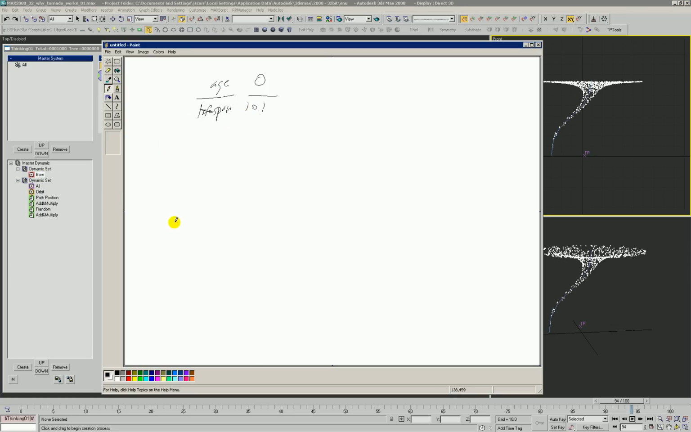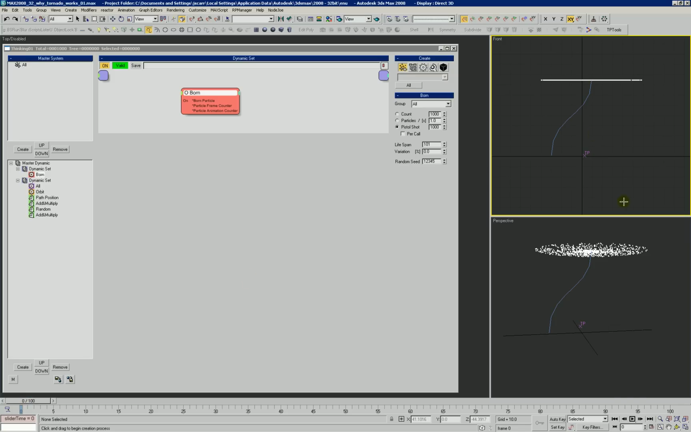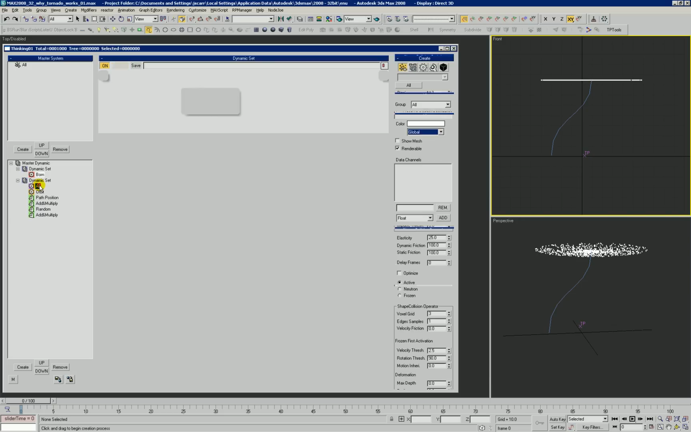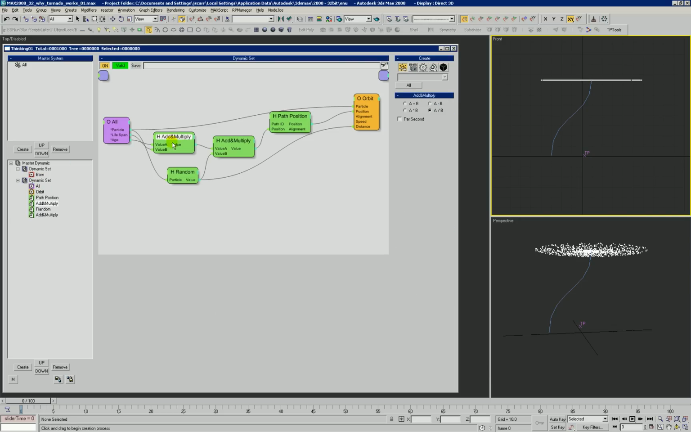So what happens is, all these particles are at age zero. And then as they age over time, their age is going to go up every frame. So we're going to start off with a value of zero, but then as they get older, toward, say, frame 100 over 101, this value is going to approach 1. So this add multiply is just going to output a value between 0 and 1 over the particle's lifespan, basically. Okay, so that's that part.